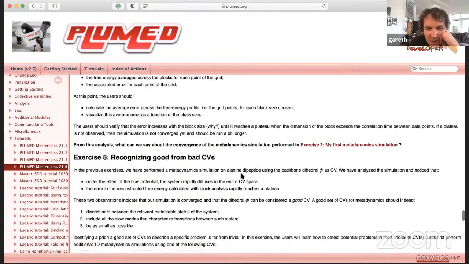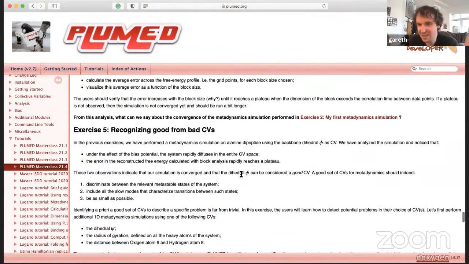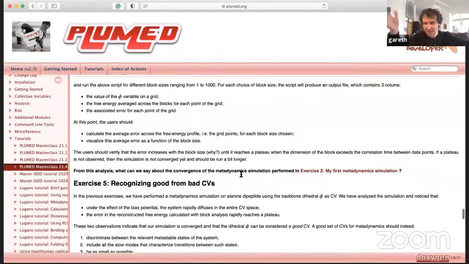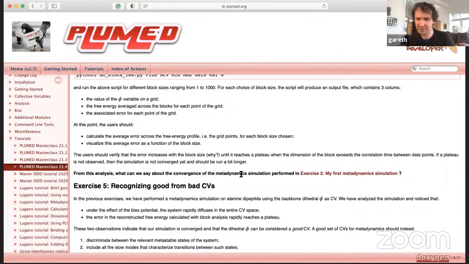Okay, so then we start getting a bit creative. You basically got the idea of metadynamics from those first 4 exercises. Exercise 1 is showing you that there really is a timescale problem for this system. Exercise 2 is showing you how to do a metadynamics calculation to resolve that. Exercise 3 is showing you how to extract the free energy by reweighting. Exercise 4 is showing you how to do the block analysis and get the error bars, because we've talked about how important error bars are at length.